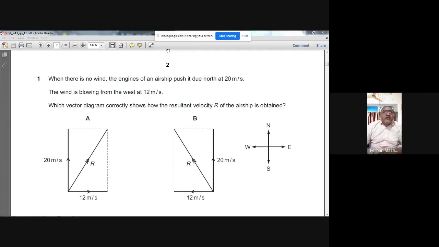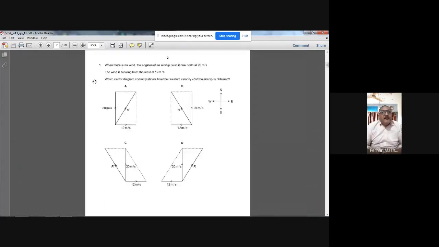So if you want to find out the resultant of these two, the methodology is very simple. You put both the vectors to be added in such a way that their tails are joined together. And then taking them as adjacent sides, you complete the parallelogram. And then you join where the tails were joined with the opposite corner. This line gives you the resultant. So the best answer will be A, this A diagram.